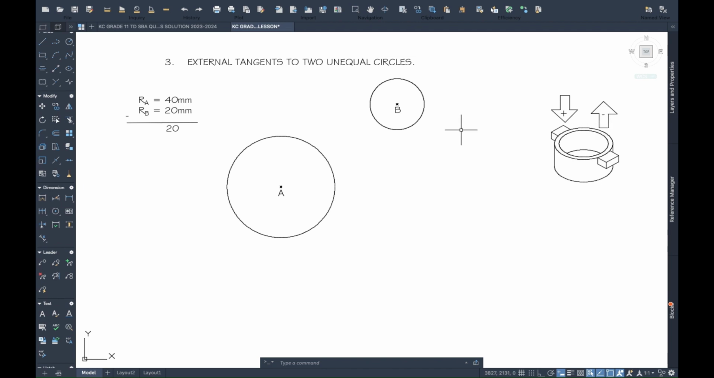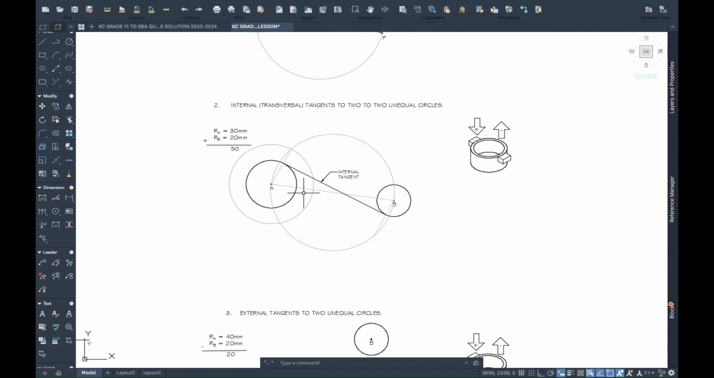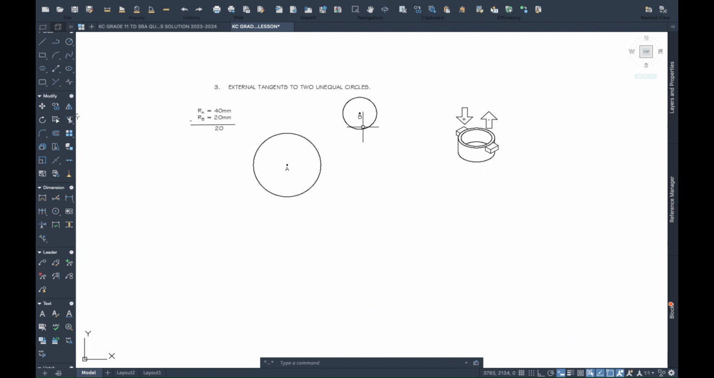So what the external tangent would be is a line that runs on the outside of the circle and is common to both circles, right? Or it can be running this side, but it is still on the outside of the circle and it is common to both. All right, so these tangents are also known as common tangents. It's common because it's touching both circles. So it can be a common internal or common external.